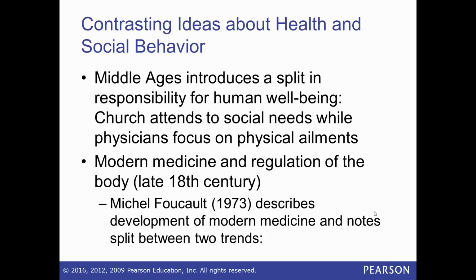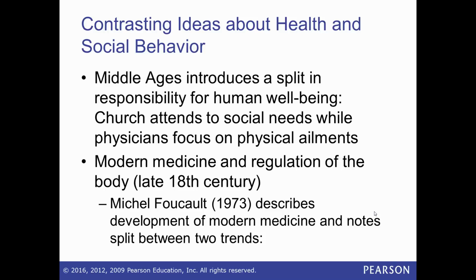So we have this split. So the social part of all of it was split up in the Middle Ages. The social well-being was considered a province of the church. The physical was for physicians. And the modern medicine reflects this. Modern, meaning late 18th century.